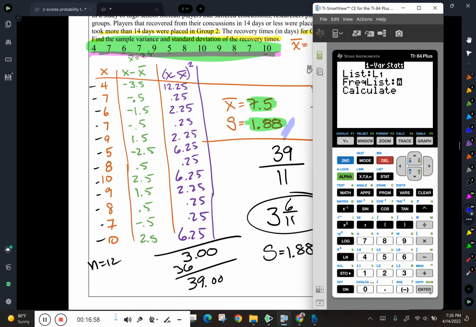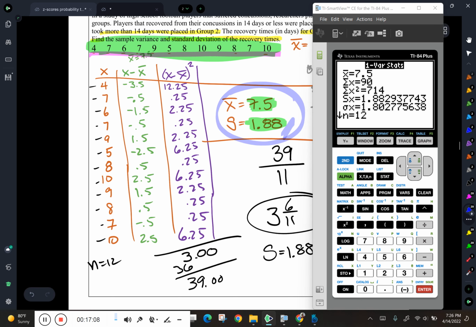Okay. Calculate it. You'll see that I got a mean of 7.5, and you see my standard deviation right there at 1.88. Same as I got by hand.